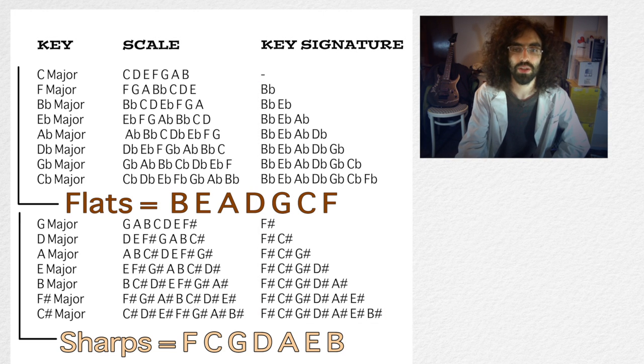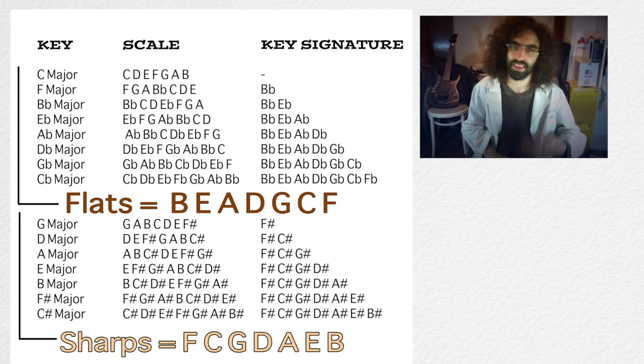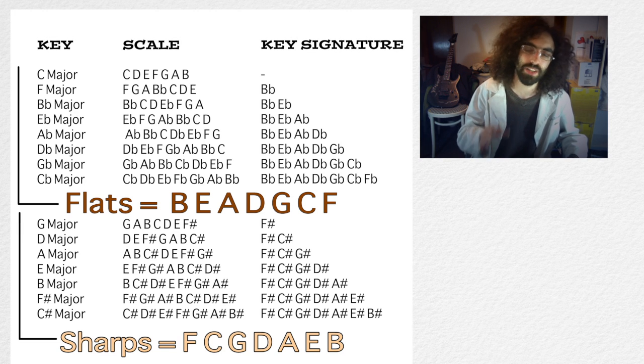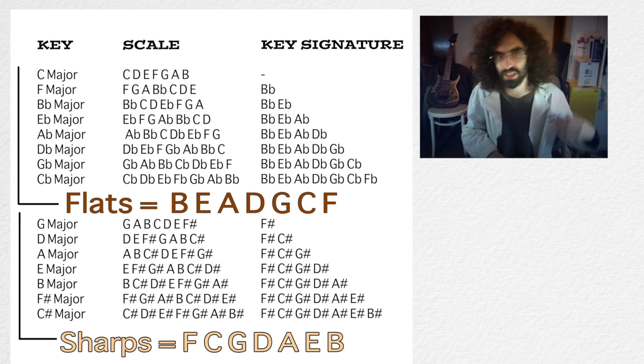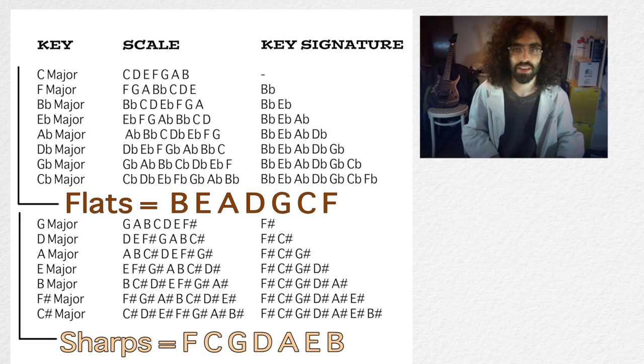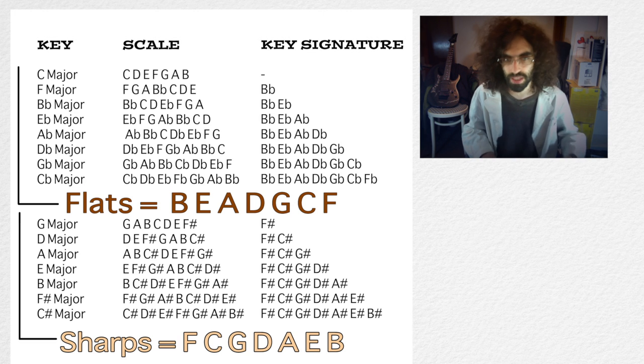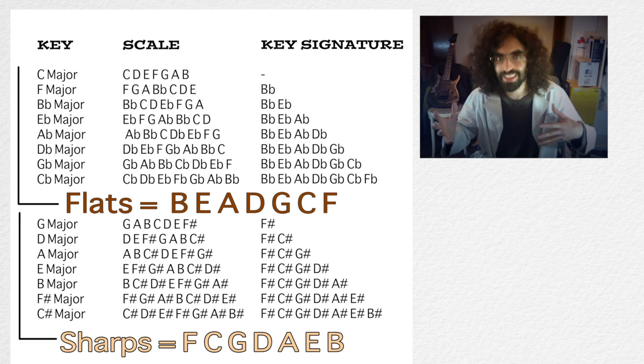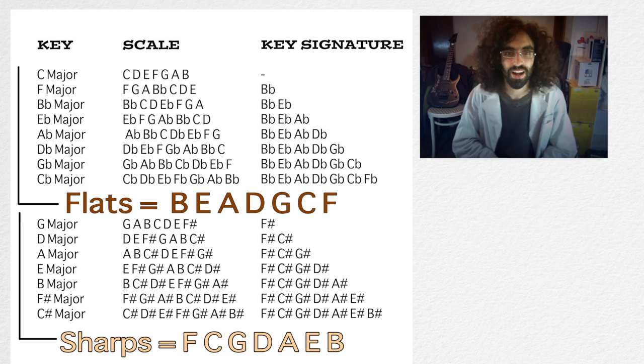So when you look at all of the keys like this, you can see that flats in the key signature always appear in the order B flat, E flat, A flat, D flat, G flat, C flat, F flat, or B, E, A, D, G, C, F, or I like to say BEAD, G, C, F. That's my quick way of remembering it. I just say the word bead, B, E, A, D, G, C, F. Alright, easy enough. And the sharps will always appear in the order F sharp, C sharp, G sharp, D sharp, A sharp, E sharp, B sharp, or F, C, G, D, A, E, B. And I like to think of that as BEAD, G, C, F, but backwards.